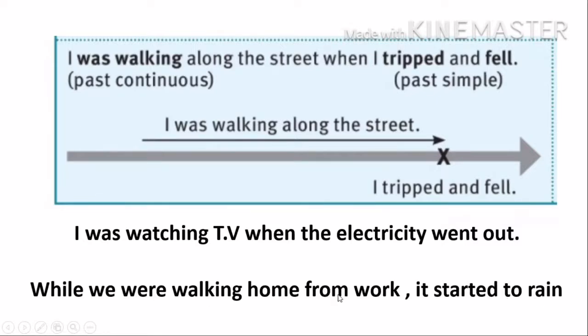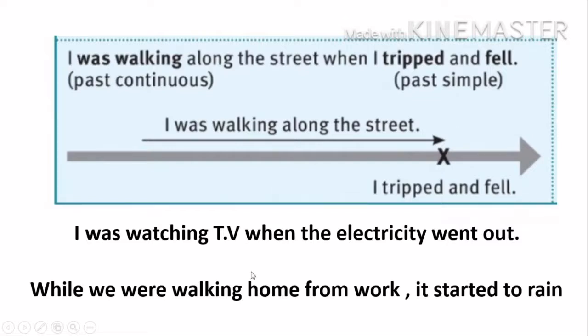While we were walking home from work, it's the long action. While we were walking home from work, what happened? It started to rain. It is the action that interrupted. It started to rain. And the comma is separating both sentences. The action that interrupts will go in simple past or past simple, as you wish to call it. Past simple or simple past, it's correct to call them both ways.